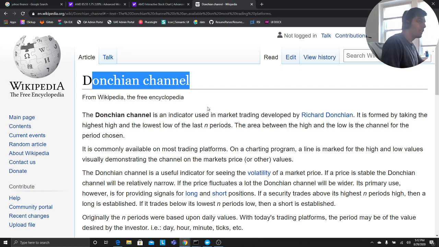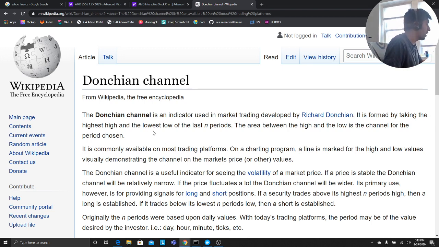Recently, by the way, if you are watching me, a lot of people know that I'm a software engineer, and I started exploring stocks. So I started writing code for that as well. Let me actually read the definition of the Donchian channel.